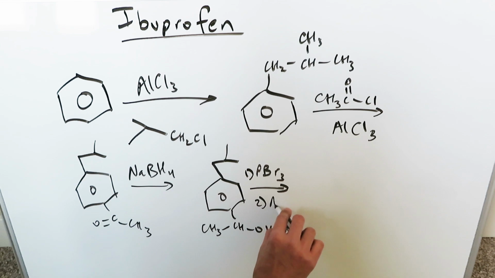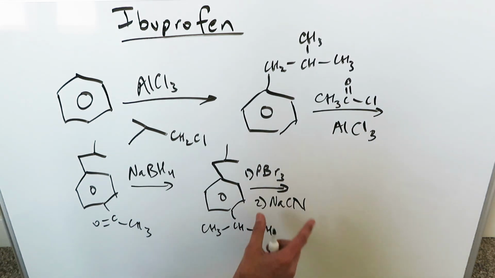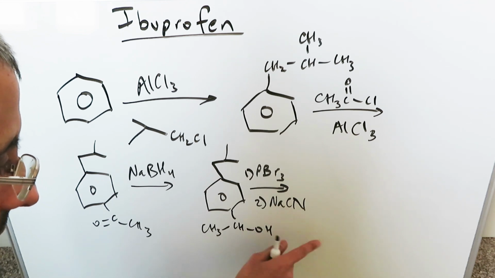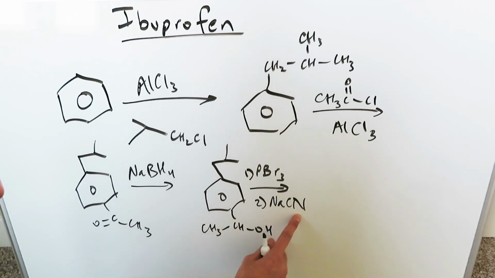My step number 2 will be NaCN, because I'm going to do a nucleophilic substitution, sodium nitrile. We're going to put the Br over here, and then it will replace it with the CN. Why are we doing that? Because bromine is a better leaving group than hydroxyl.